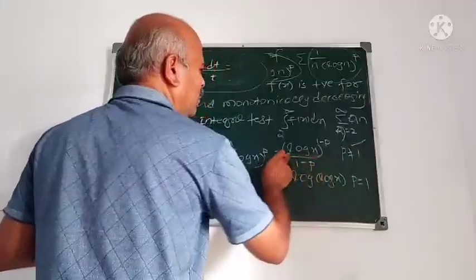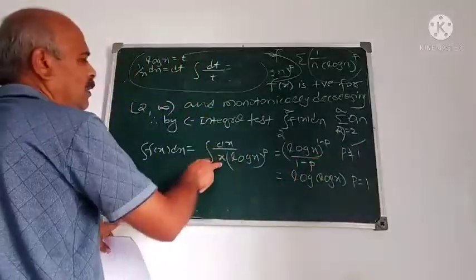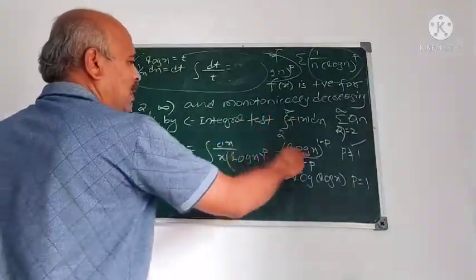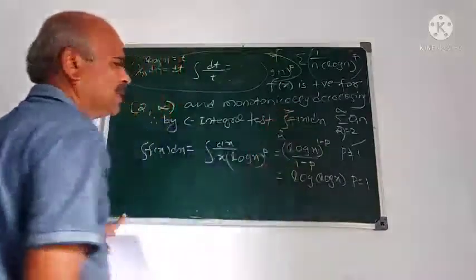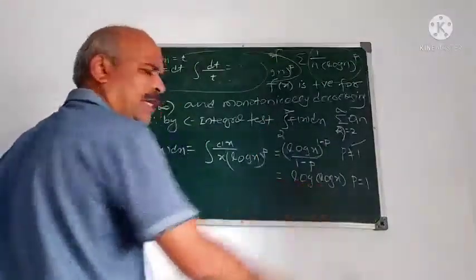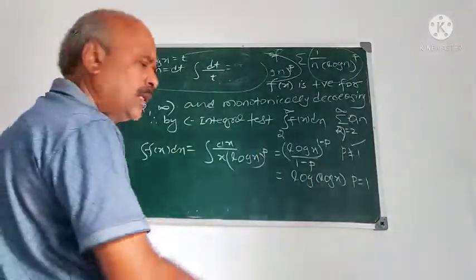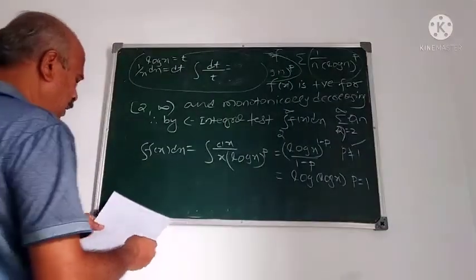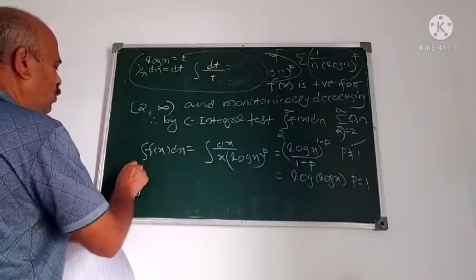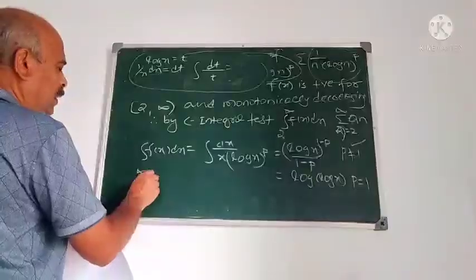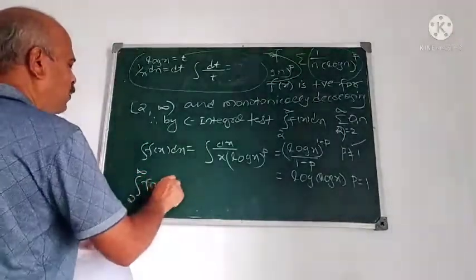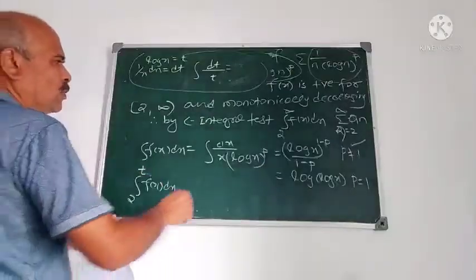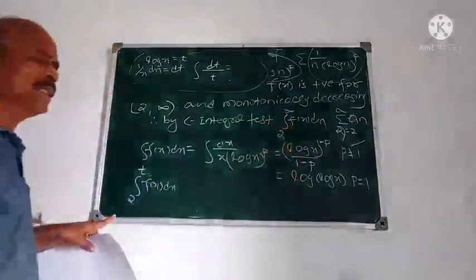For p not equal to 1, the integral of dx by x (log x)^p is (log x)^(1-p) by (1-p). When p is equal to 1, it is log of log x. Therefore, now we consider the integral from 2 to infinity of f(x) dx. We consider 2 to t first, because when do you say that 2 to infinity f(x) dx converges?